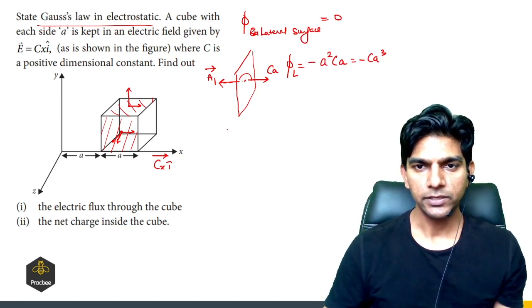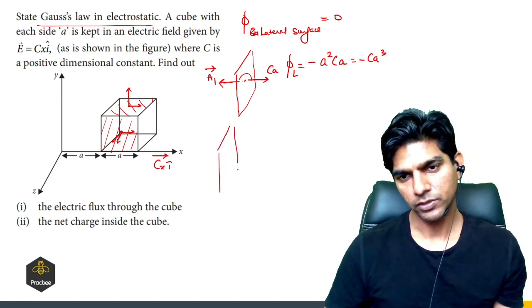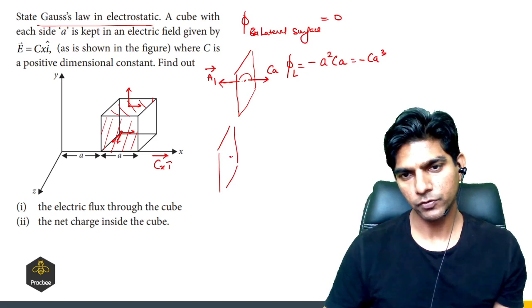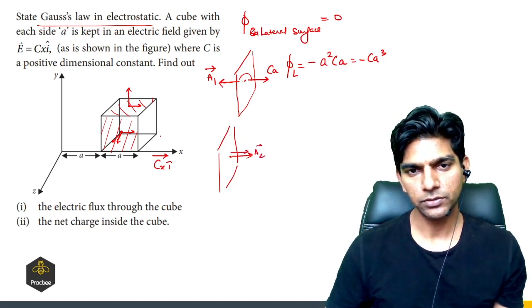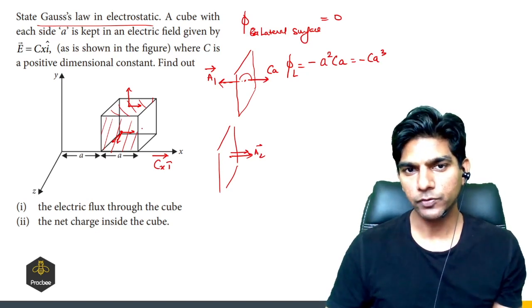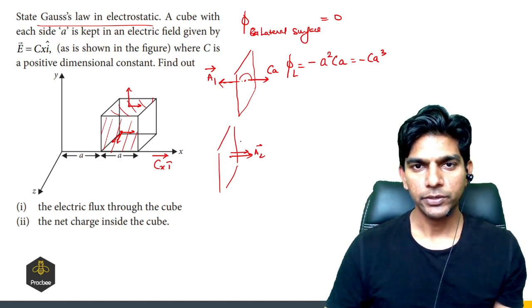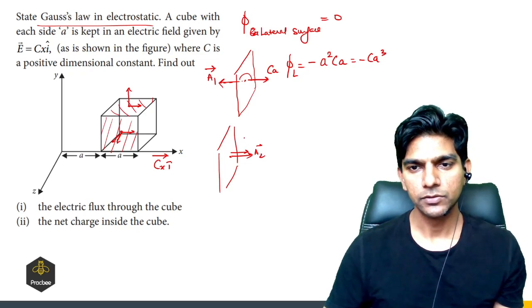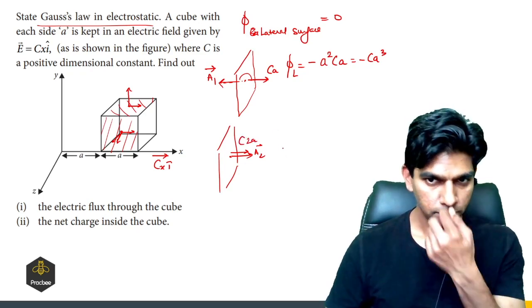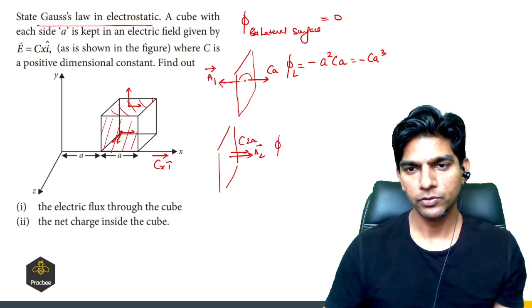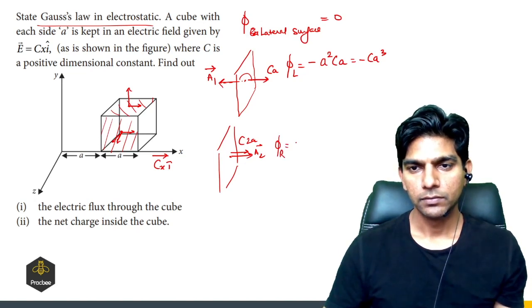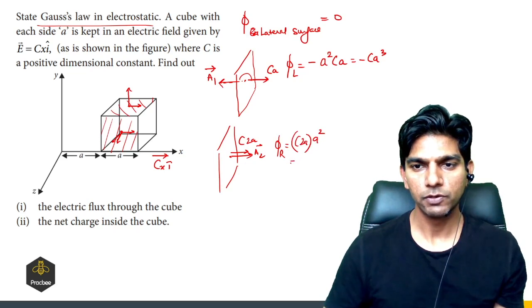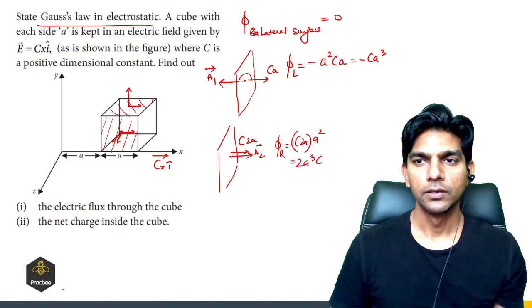Similarly, for the right face, the area vector will be the outward normal, so this is the area vector, and the electric field is also in the right direction. At the right face, what is the value of x? It is 2a, so the electric field is C times 2a. So the flux through the right face will be C times 2a times a squared, so this will be 2Ca cubed.